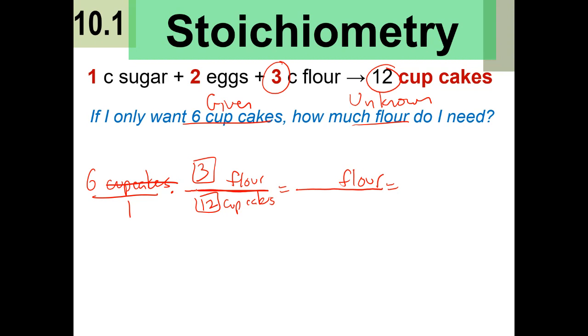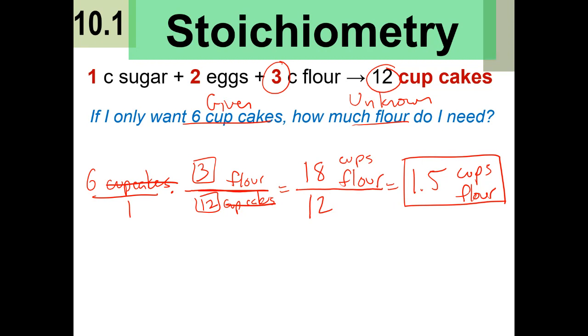We cancel cupcakes. 3 times 6 on the top is 18 cups of flour. I should specify this is cups. And on the bottom, 1 times 12 is, duh, 12. Now, what is 18 divided by 12? I don't know. Get out your calculator. 1.5. 1.5 cups of flour. That is how much flour you are going to need for this modified recipe.